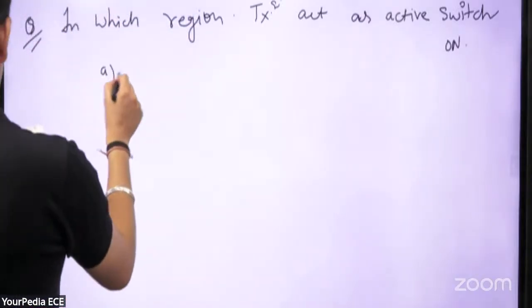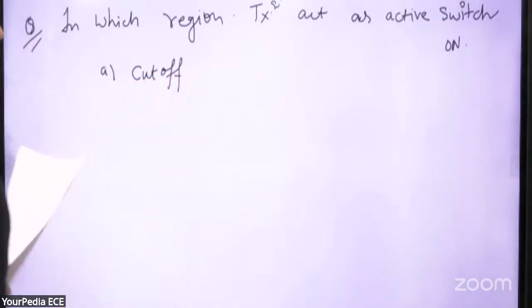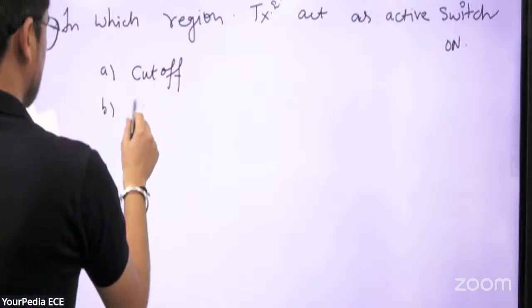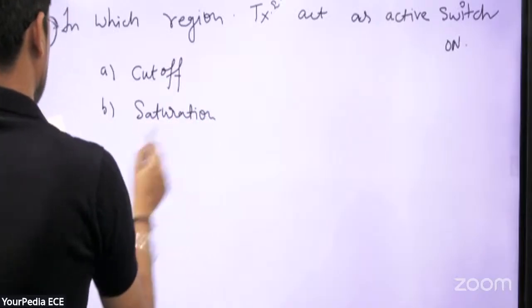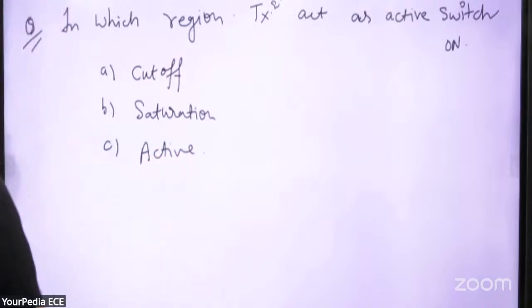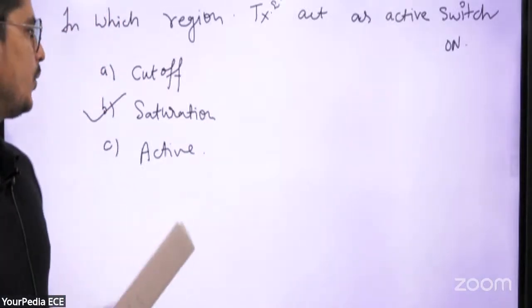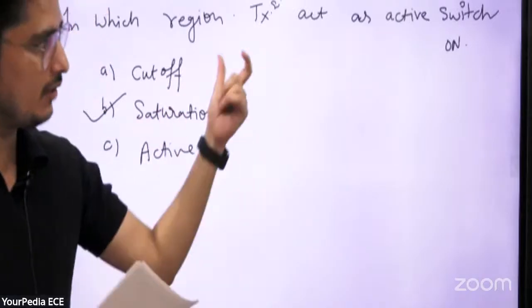First I'm writing the options. The first option is cutoff. Inside the cutoff region it will work like an off switch, right? Not an on switch. The second option is the saturation region, and the third is the active region. So what will be the answer? The answer will be B, right? Whenever we are talking about the on switch, we are talking about the saturation region.